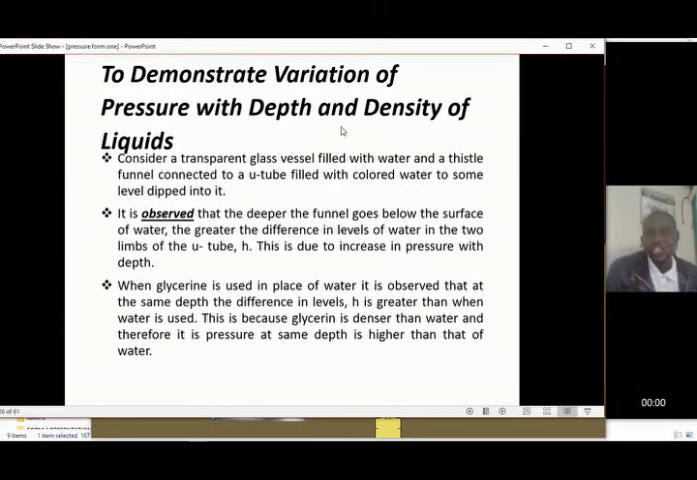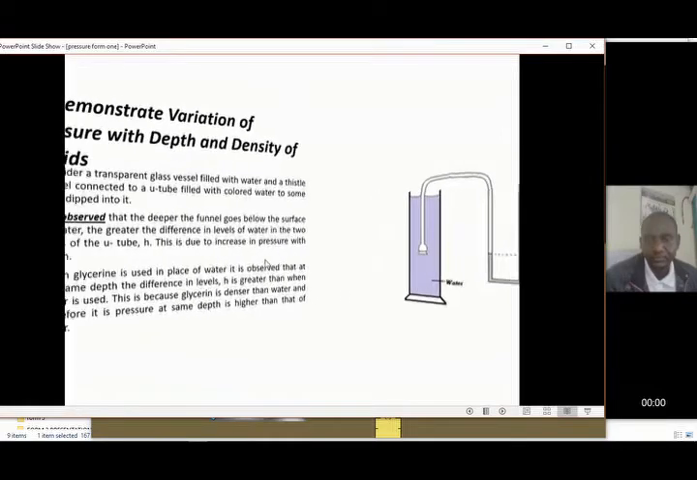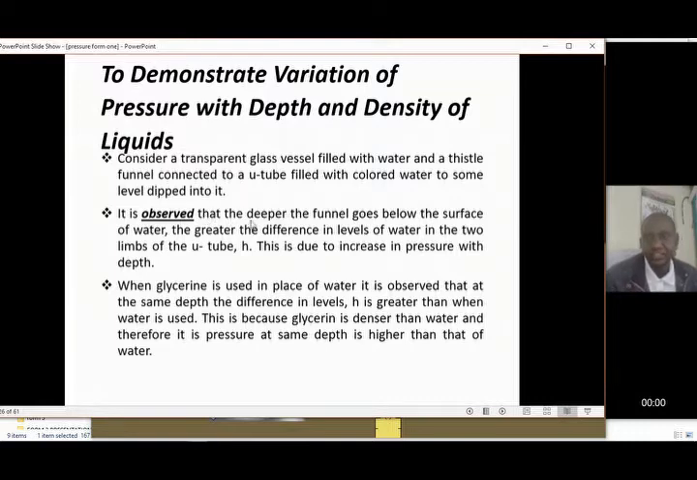To demonstrate variation of pressure with depth and density of liquids, consider a transparent glass vessel filled with water and a thistle funnel connected to a U-tube filled with colored water to some level dipped into it. This one. You have water here and you have colored water here. It is observed that the deeper the funnel goes below the surface of water, the greater the difference in levels of water in the two limbs of the U-tube. This is due to increase in pressure with depth.